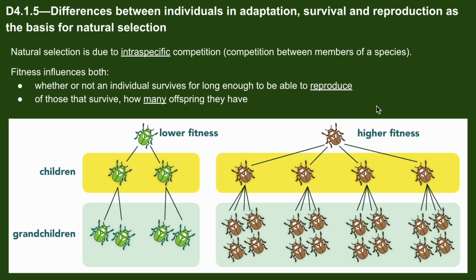So within the species, they're competing against each other. Fitness influences both whether or not an individual survives for long enough to be able to reproduce, and then, of those that do survive, how many offspring they have.